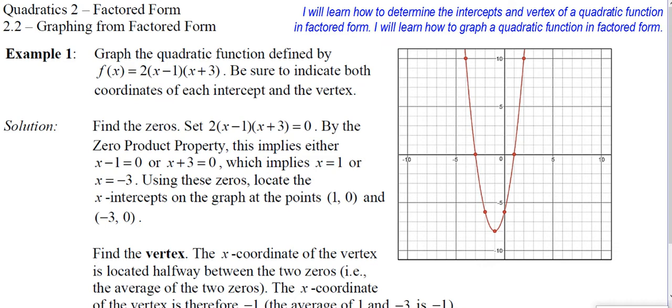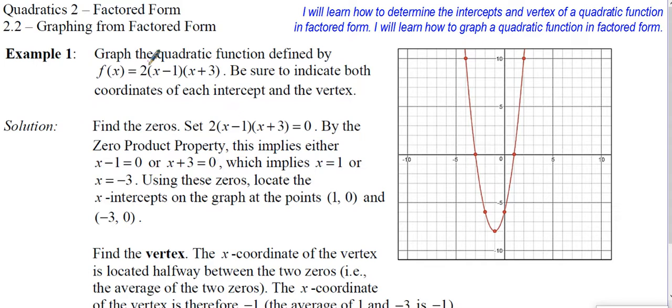Okay, let's start. For example number 1, we have a function f of x equals 2 times (x minus 1) times (x plus 3). Be sure to indicate both coordinates of each intercept and the vertex. So we have to get our x-intercepts, we have to get our vertex, and then we have to get our y-intercept also. So let's find the zeros.